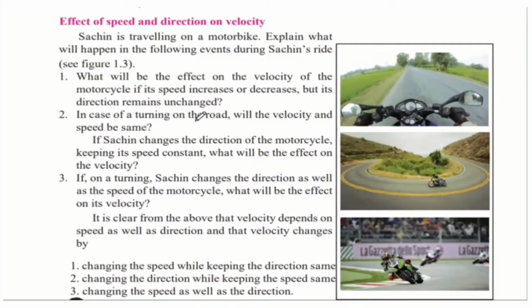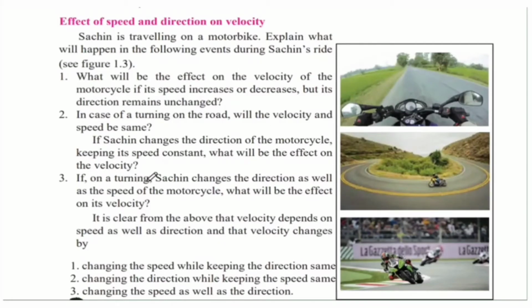In case of a turning on the road, will the velocity and speed be the same? If Sachin changes the direction of the motorcycle keeping its speed constant, what will be the effect on the velocity? So now, when changing the direction, we've seen that velocity changes even if the speed is the same. So, even though the speed is constant, as Sachin changes direction, velocity will also change.